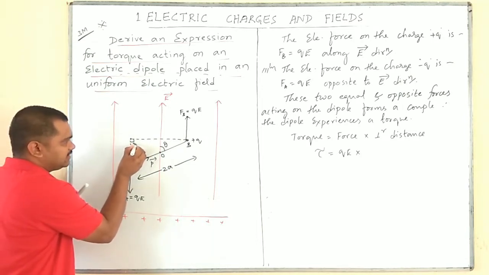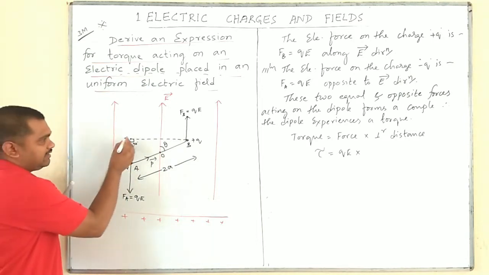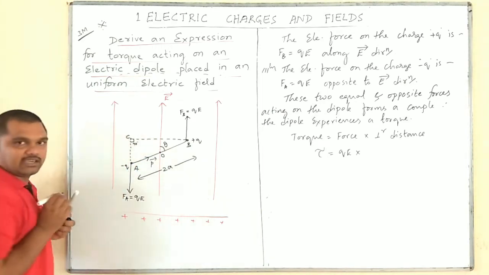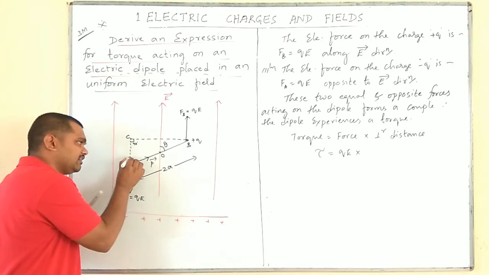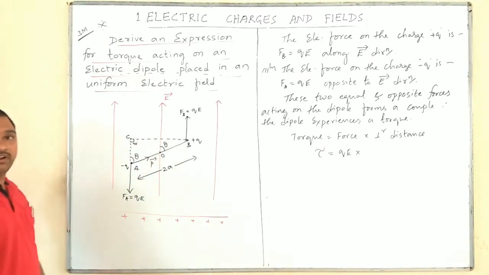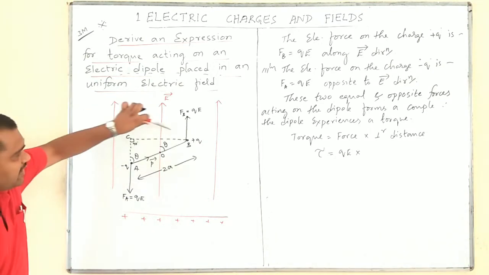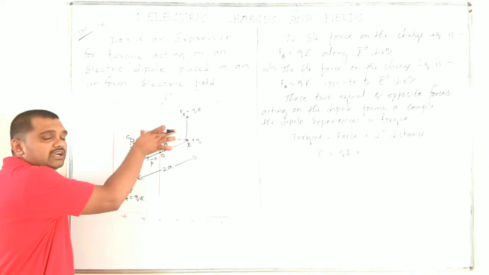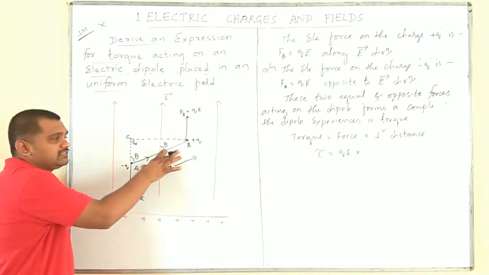This angle is 90 degrees. I will mark this point as C. If this is theta, this is also theta, because these two are corresponding angles. This perpendicular distance is BC. Here, if this is theta, this side will become opposite and this is the hypotenuse.